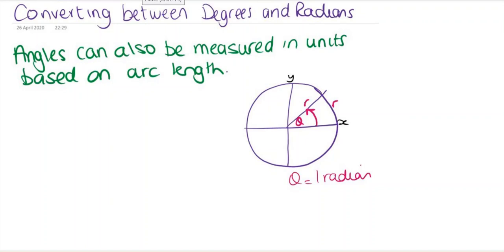So, converting between degrees and radians. Angles can also be measured in units based on arc length. If you look at the diagram, you can see that the angle, theta, is 1 radian.